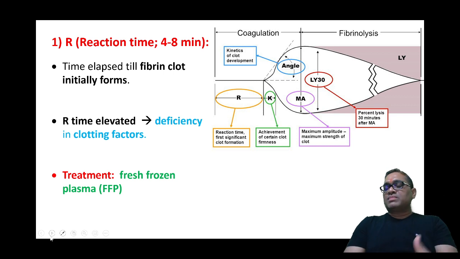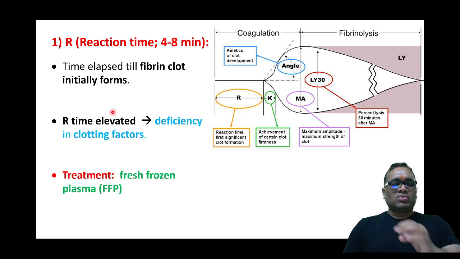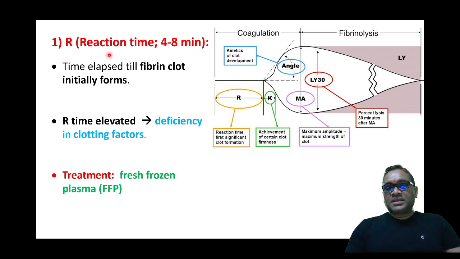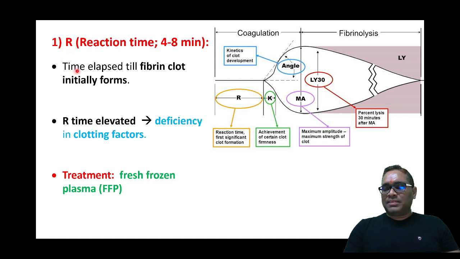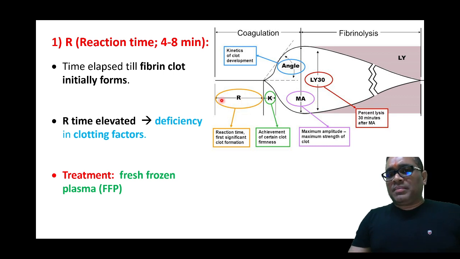Now we will discuss one by one, and I will show you the picture again and again, so that it will be easy for you to understand this simple thromboelastogram. So R is reaction time. What is the normal value? 4 to 8 minutes. What is R time? As I said, it is the time taken by the fibrin clot to form initially. This is the time where you have added the sample, and this is the time when you observe the first fibrin clot. So R time is the first fibrin clot.